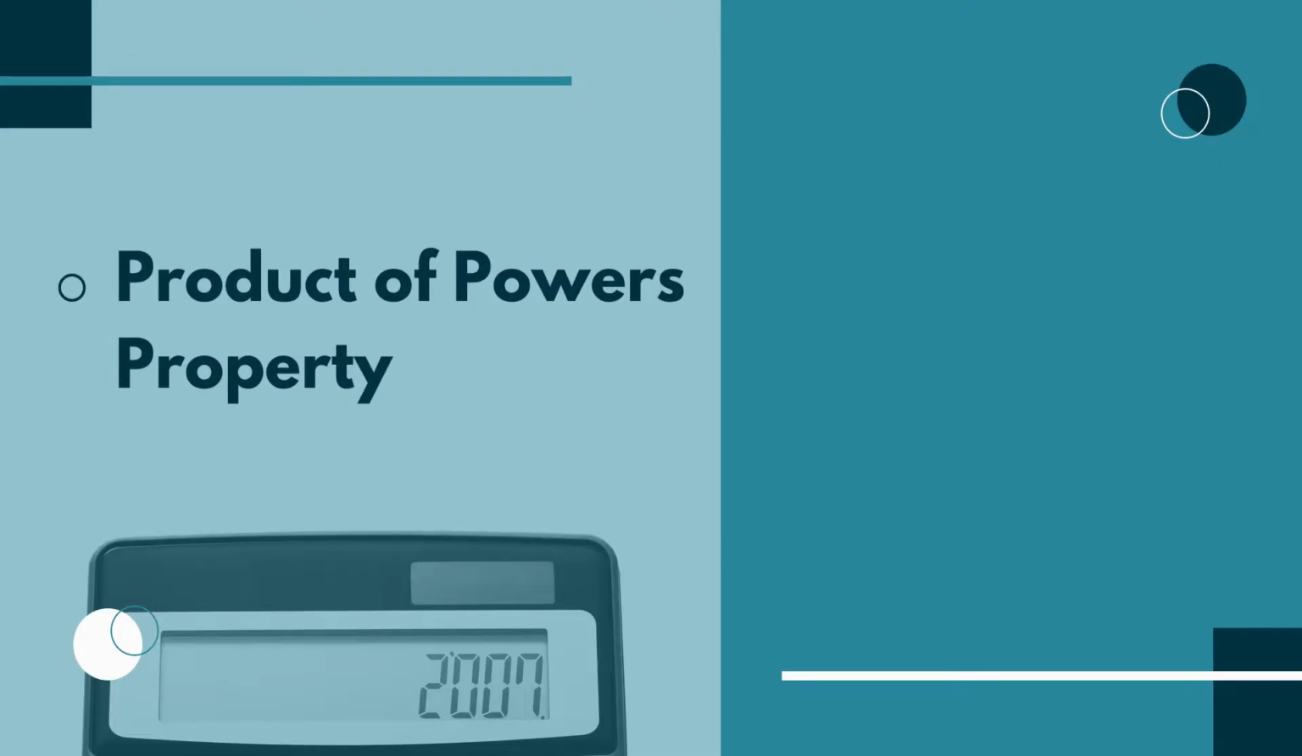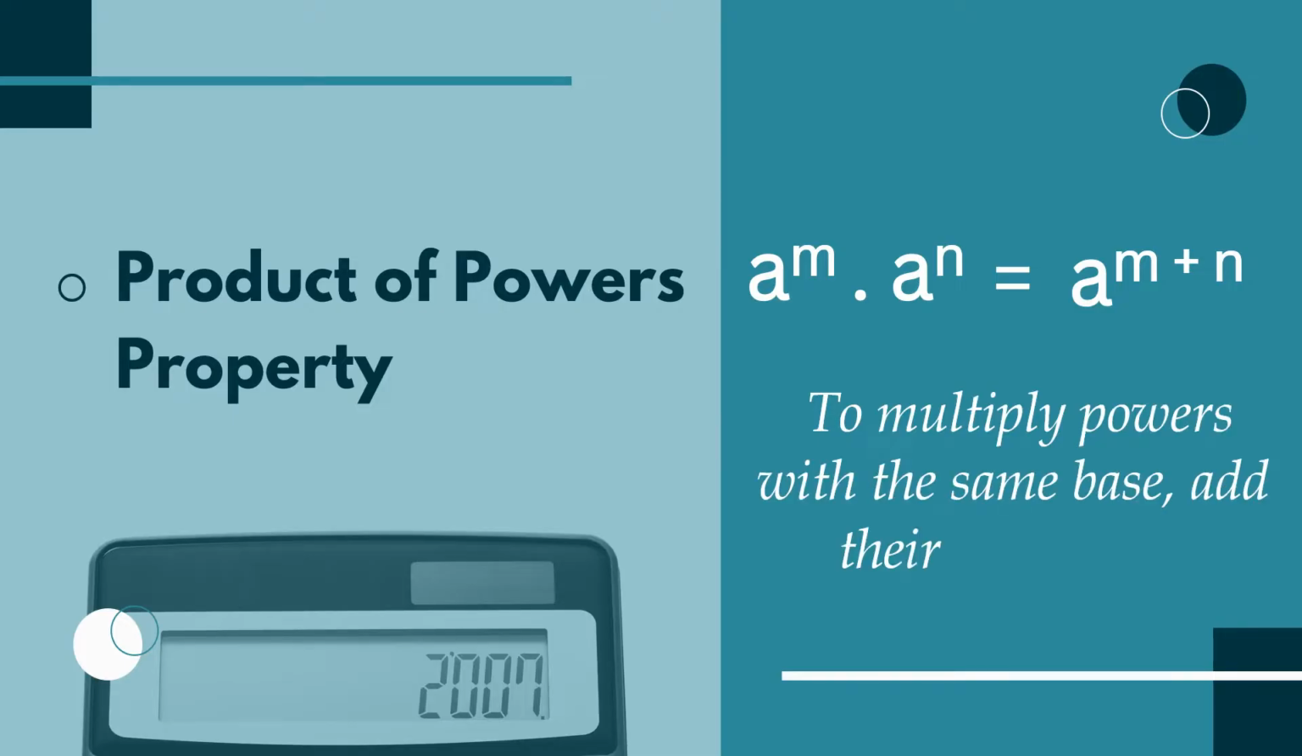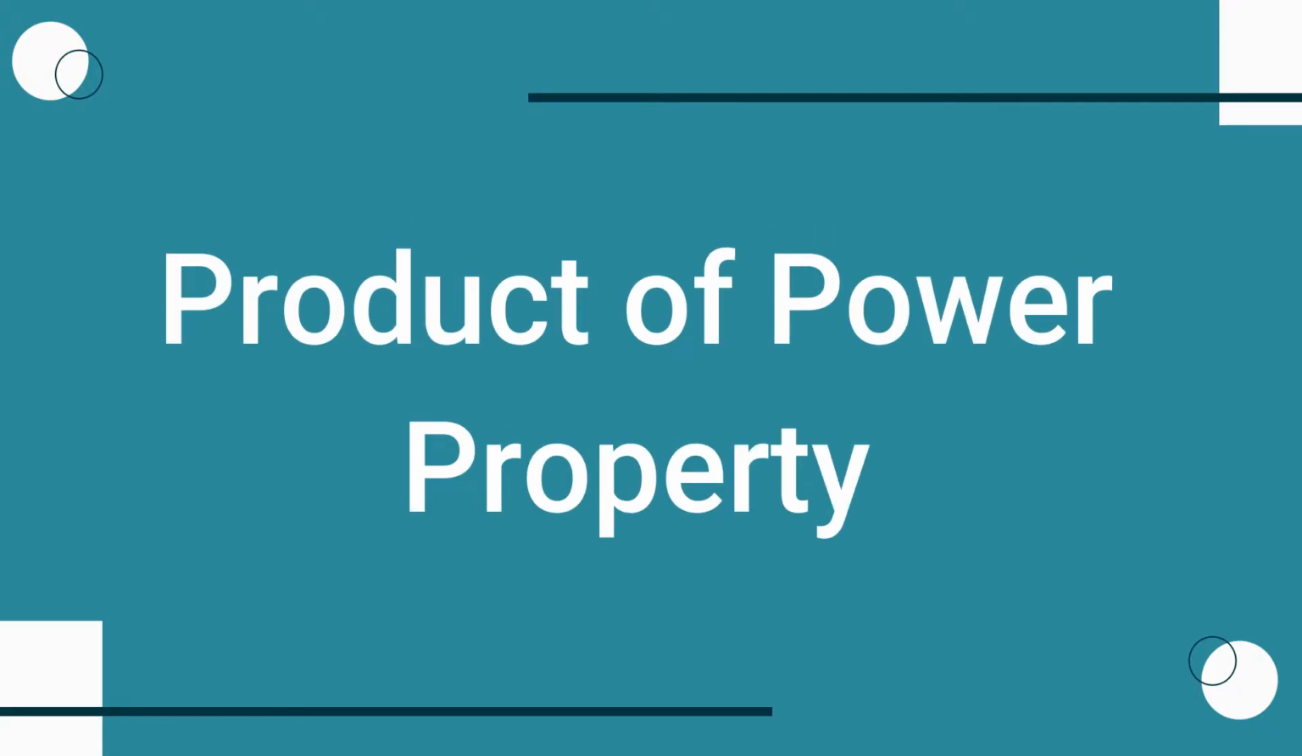First, we're going to study the first law of exponents, the product of powers property. This property states that a to the m multiplied by a to the n is equal to a to the m plus n. To multiply powers with the same base, add their exponents. To understand further, let's study the following examples.